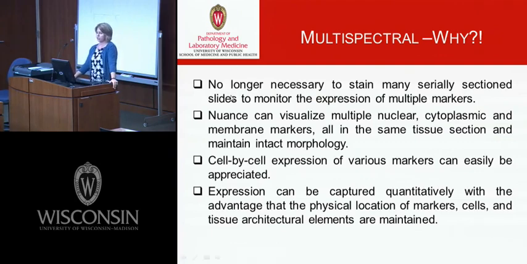There's no longer the need to do that. So Nuance in a single tissue section can allow you to visualize a nuclear, a cytoplasmic, a membrane marker within the same section, and you can have multiple markers within the same compartment identified. So again, cell-by-cell expression of various markers can be appreciated, and this is captured quantitatively.